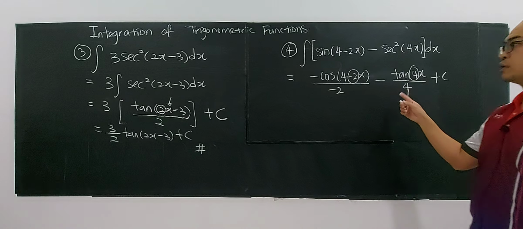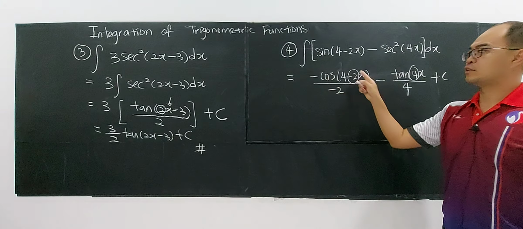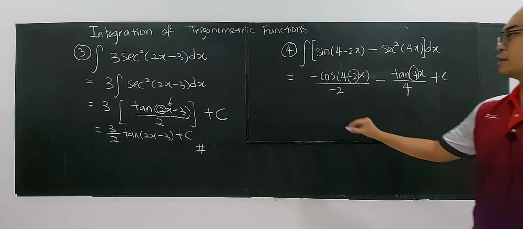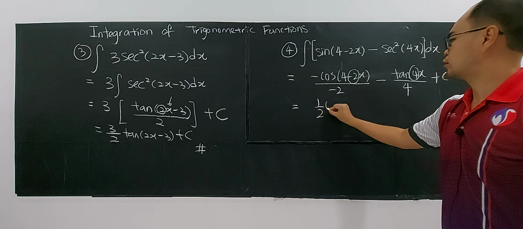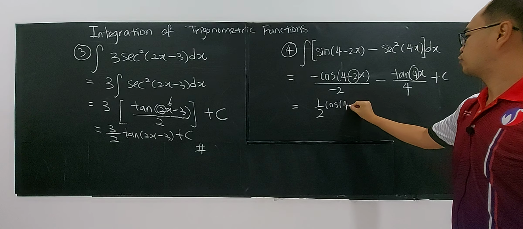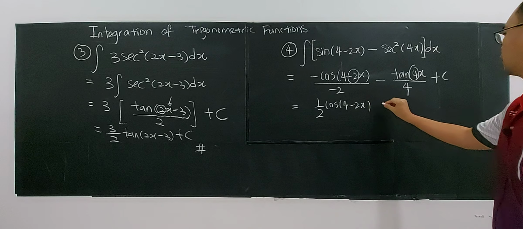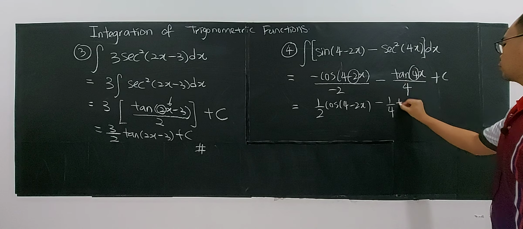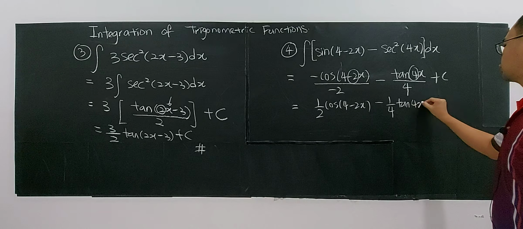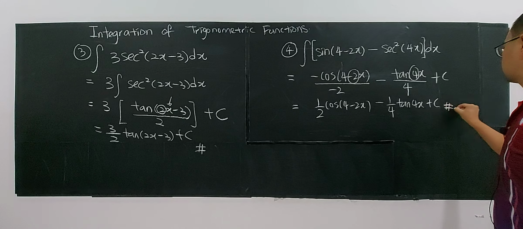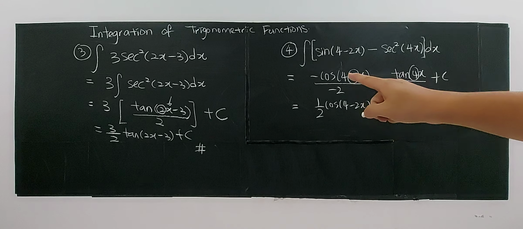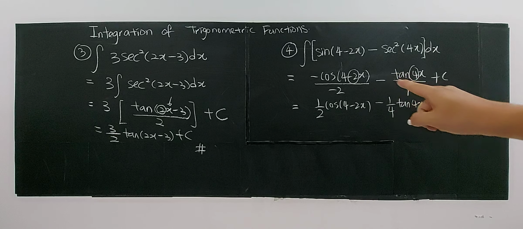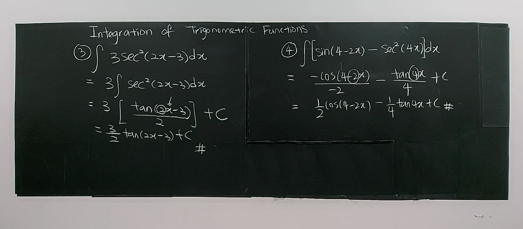So if you don't believe me, you can try to differentiate this again. You will get back what is inside here. That's the power of integration. So then you have 1 over 2 cos(4 minus 2x) minus 1 over 4 tangent 4x plus c, right? 1 over 2 cos(4 minus 2x) minus 1 over 4 tangent 4x plus c.